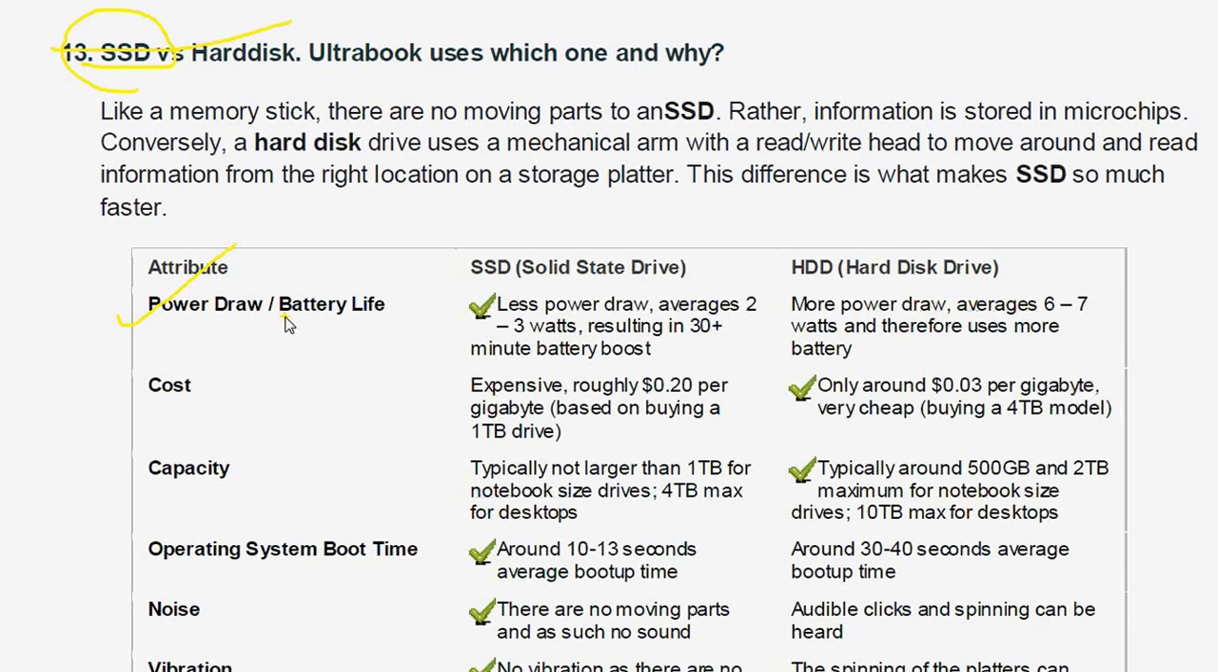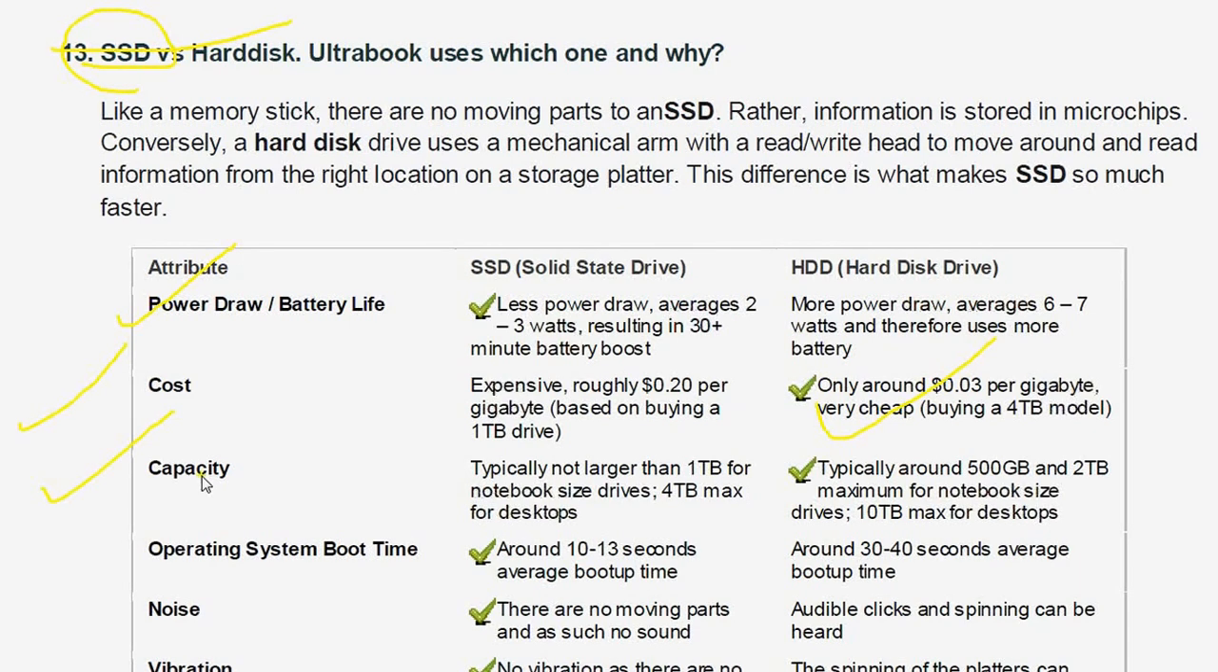It consumes 2 to 3 volts and hence boosts the battery of a notebook or ultrabook, since it consumes less power. Whereas in the case of hard disk drive, average power consumption is 6 to 7 volts, and it comparatively consumes more power. And cost factor, SSD is more costly than hard disk drive.